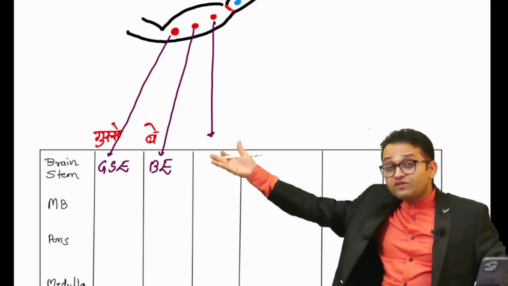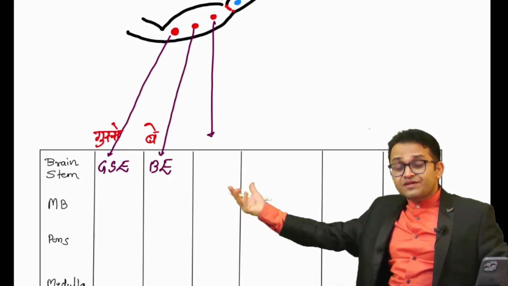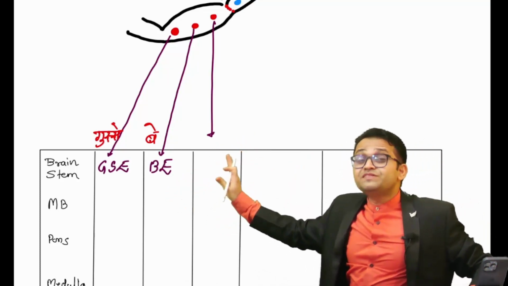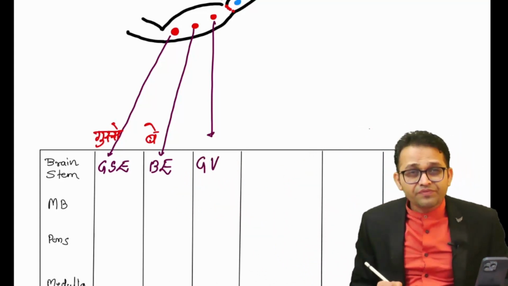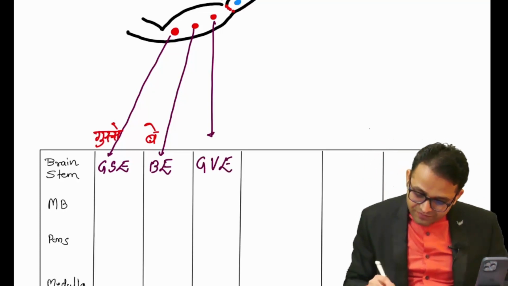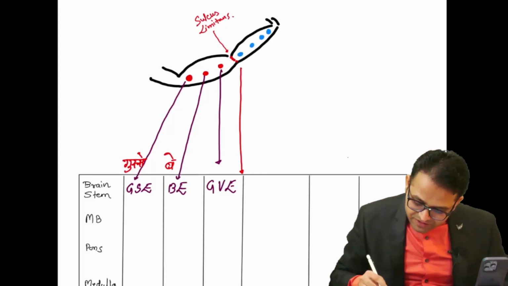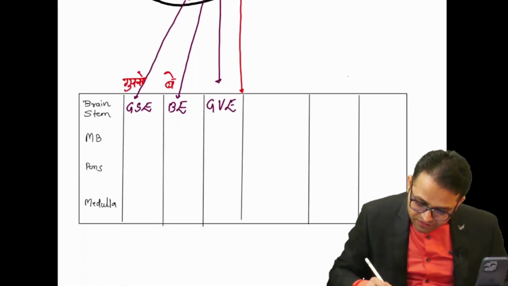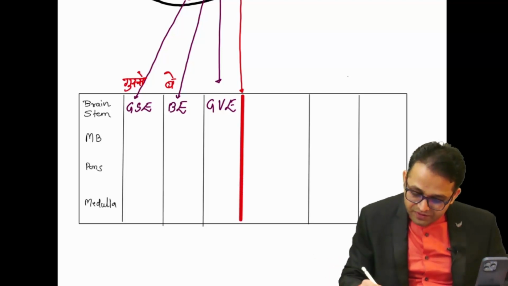Then the next column will supply the viscera, general viscera or special viscera? Sir, only one thing is special, that is the pharyngeal apparatus, already written. So this will be the general visceral. Is it motor or sensory, sir? It is motor. Here is the location of the sulcus limitans. I am using red color to show the sulcus limitans.